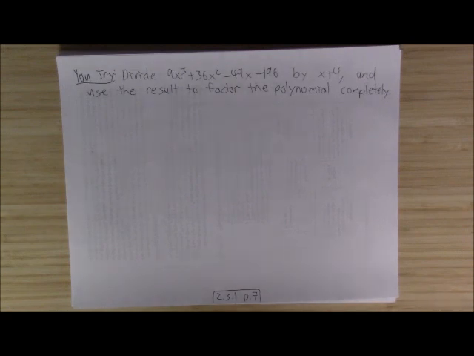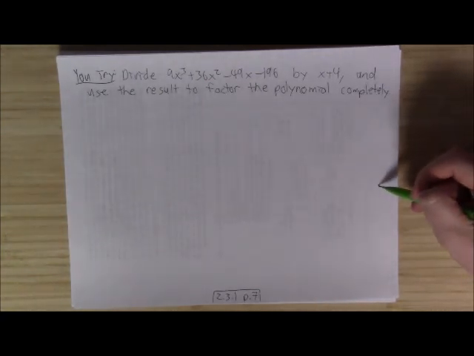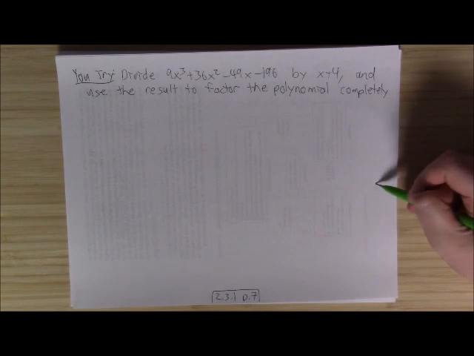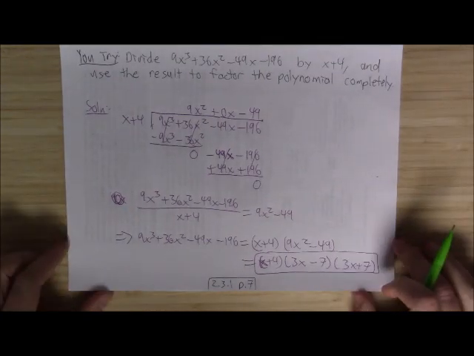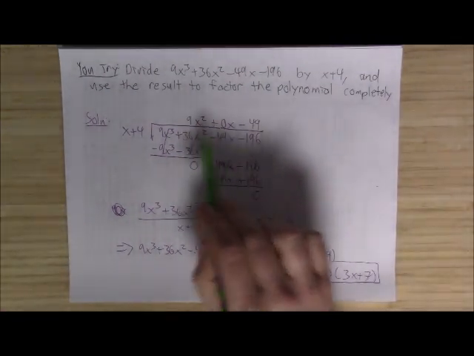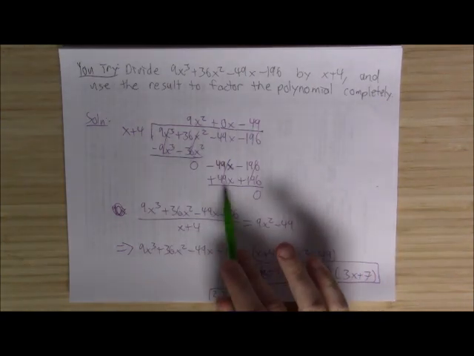So now it's time to have you try an example. Go ahead and do the following division that's given and use the result as I did to factor the polynomial completely. Okay, so you'll need to go a little bit further. On the count of 3, I'll reveal the solution. 1, 2, 3. So here we see that I go ahead and I do my division.